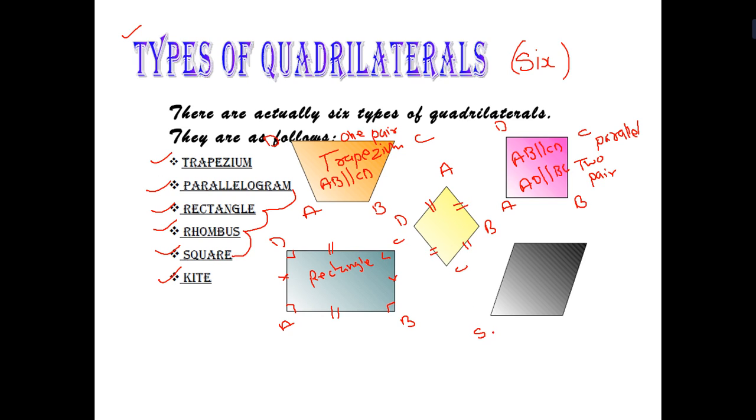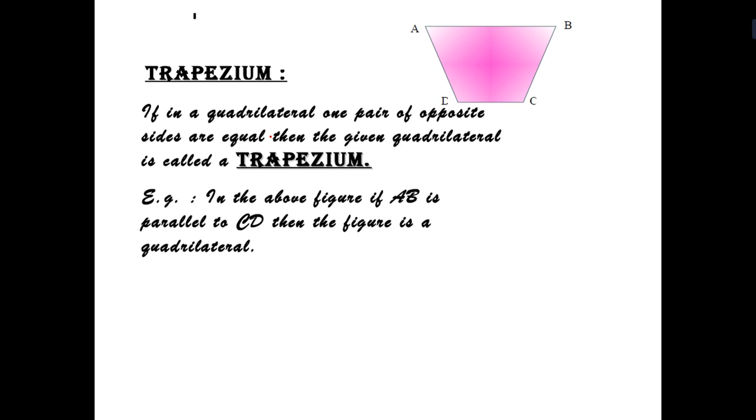And in square, maybe possible here we can use it also. So we will deeply go on each slide related with the trapezium, parallelogram, rectangle, rhombus, square and kite. It is basic information related to the chapter. So the first topic is our trapezium.